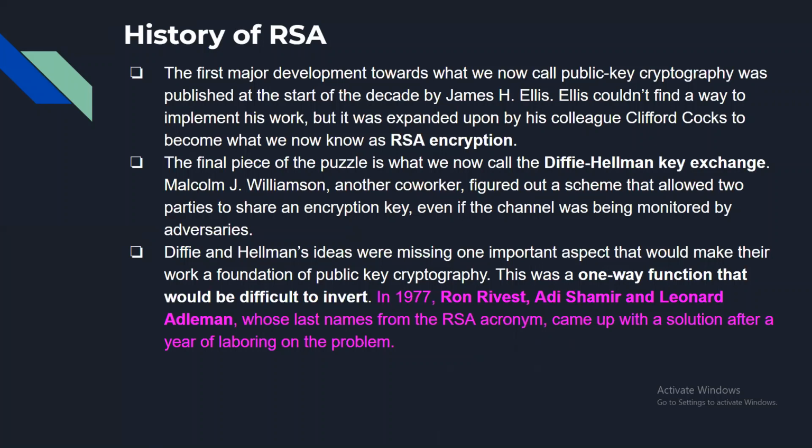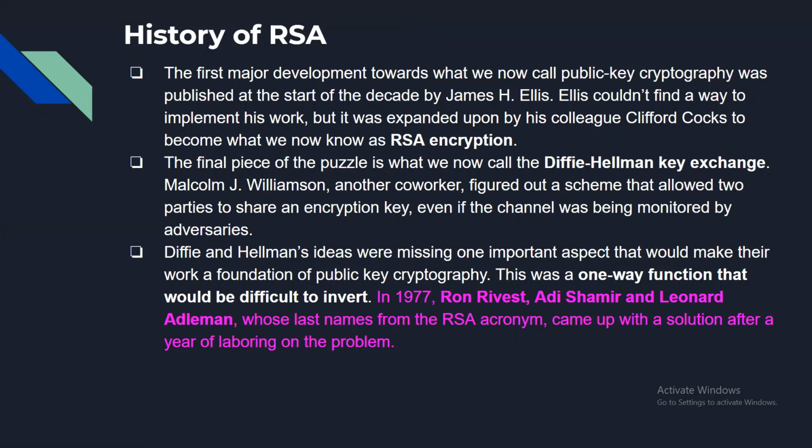So this final piece of the puzzle is what we know as the Diffie-Hellman key exchange. Malcolm J. Williamson, another co-worker, figured out a scheme that allowed two parties to share an encryption key, even if the channel was being monitored by some kind of adversary. Now Diffie and Hellman's ideas were missing one important aspect that could lead to the foundation of public key cryptography, and that was a one-way function that would be difficult to invert.